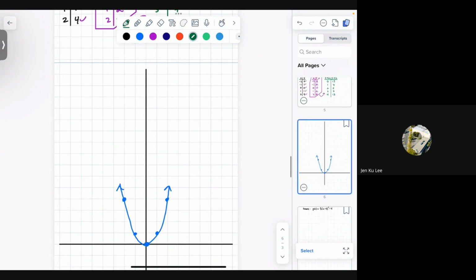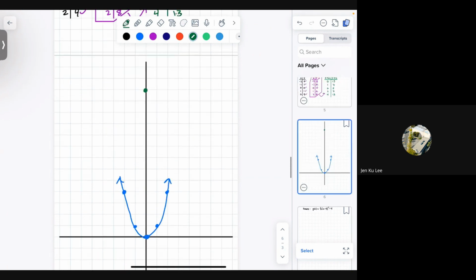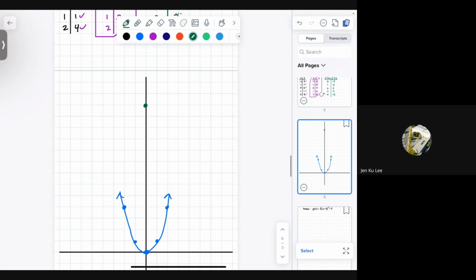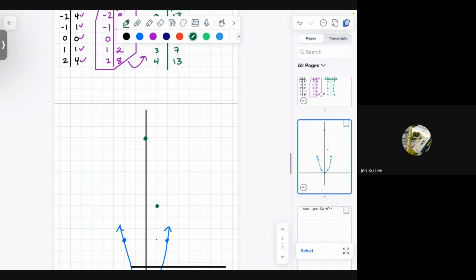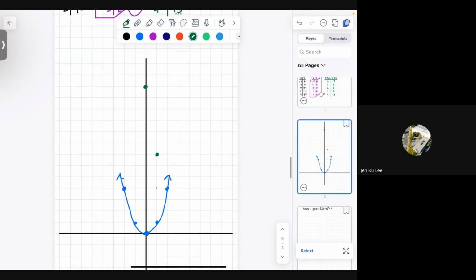(0, 13). So it's 1, 2, 3, 4, 5, 6, 7, 8, 9, 10, 11, 12, 13. So that's that. (1, 7). So 1, 1, 2, 3, 4, 5, 6, 7. And (0, 2, 5). 1, 2, 1, 2, 3, 4, 5. And then look. Okay, that's my left hand side, right?